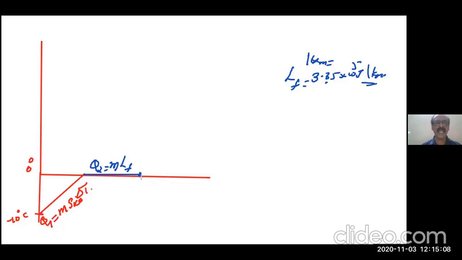Once it's completely molten, at this right end, only liquid. Now again, if we heat, we can see temperature will rise. Now again, kinetic energy is increasing.